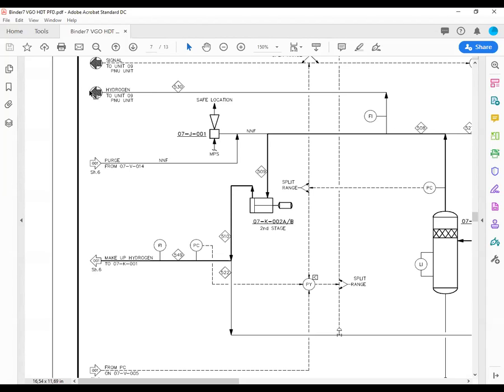It was only to show that it is not produced by the unit, but it's compressed by the unit and sent to the other unit, the polynaphtha unit. Actually, it's compressed by only the first stage of the compressor, and then it leaves the unit, and that's it. So we can say it only takes advantage of this compressor to be compressed in the unit.